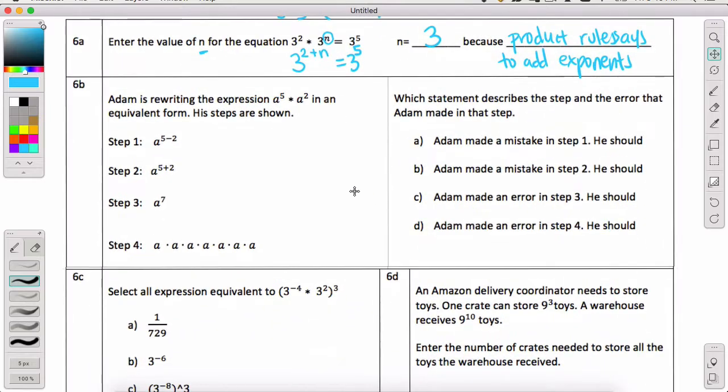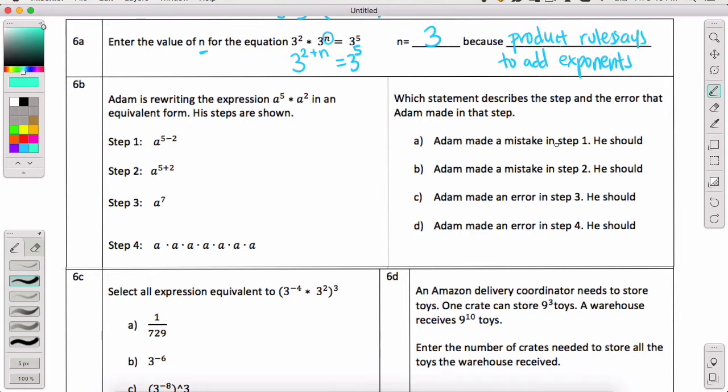Adam is rewriting the expression a to the power of 5, or you could just say a to the 5th power. That works too. A to the 5th power times a to the 2nd power in an equivalent form. His steps are shown. A to the 5th minus 2nd power, and then he changed it to a to the 5th plus the 2nd power, and then he said a to the 7th, and then he said a 1, 2, 3, 4, 5, 6, 7 times. Kind of confusing what's happening there. Which statement describes the step and the error that Adam made in that step?